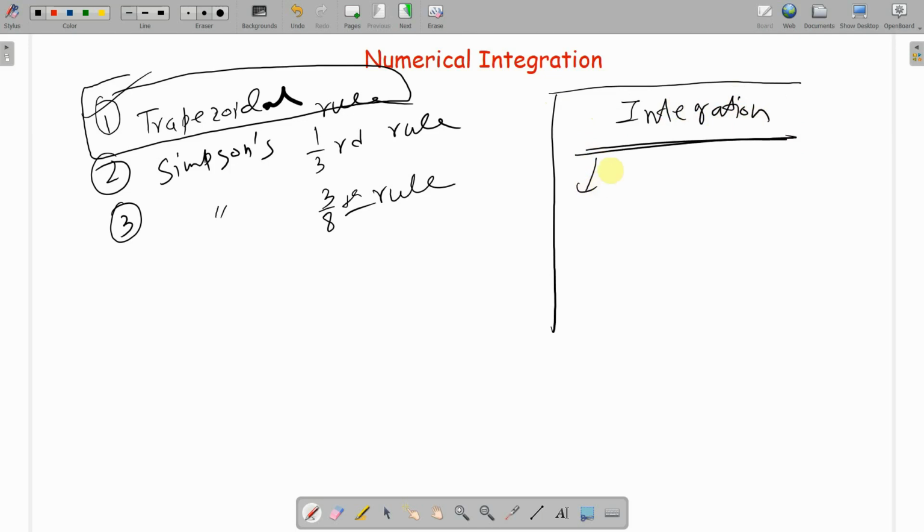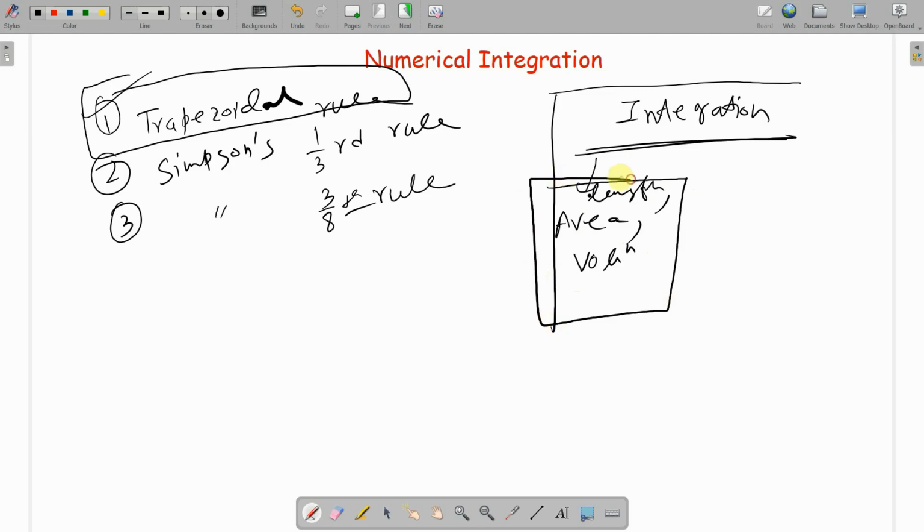Yes, it's a shortcut method for summation. Any other thing? What can we actually calculate with integration? Integration can be used to find the area. Double integration and surface integration are there. We can calculate the length, we can calculate area, we can calculate volume, and many other useful things using integration.